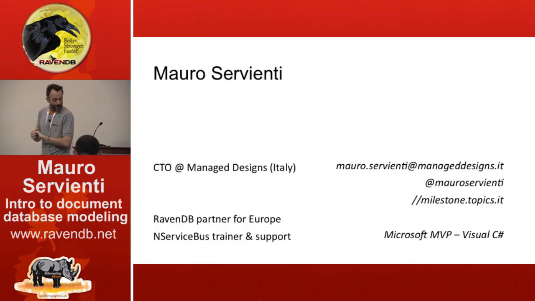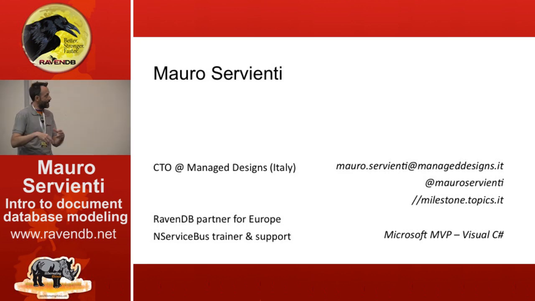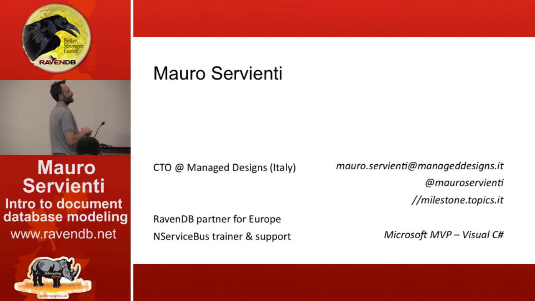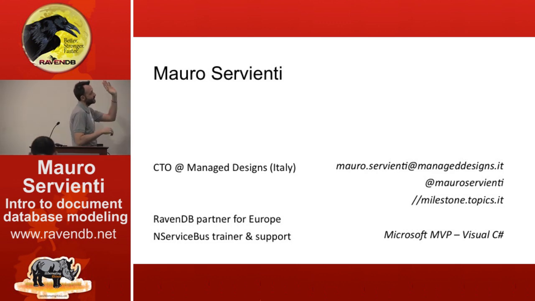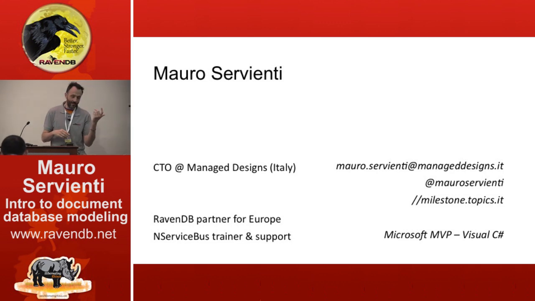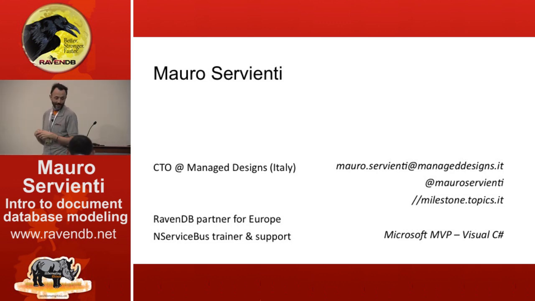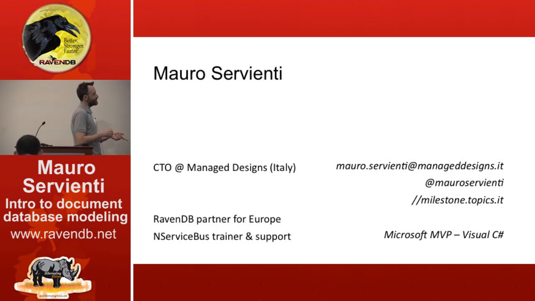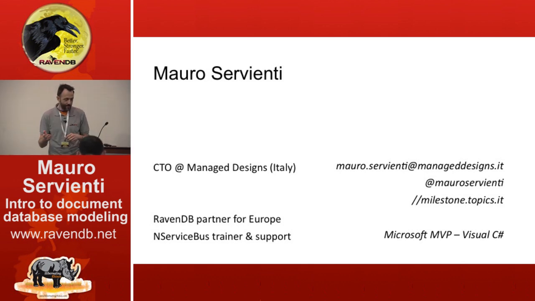So who am I? My name is Mauro Servienti. That is the easiest part. I'm the CTO of a company in Italy called Managed Designs. Here is a bunch of contacts: the email, the Twitter account, the English blog. I'm also a partner of the company, and the company I own is the RavenDB partner with Hibernating Rhinos for Europe. I'm also a NServiceBus trainer and support engineer. And I happen to be also a Microsoft MVP for Visual C#.